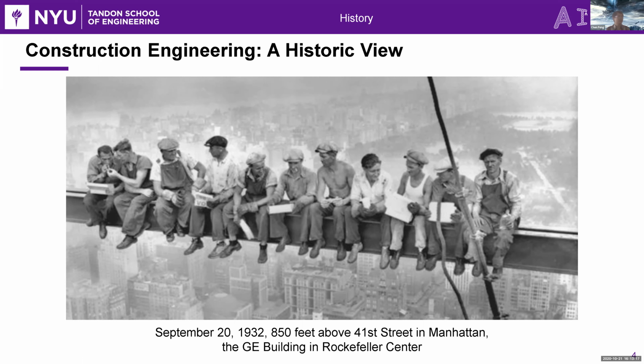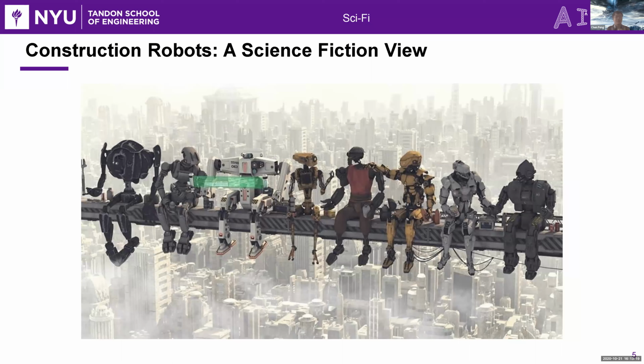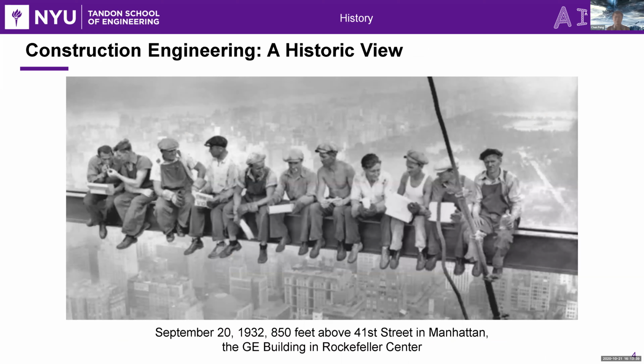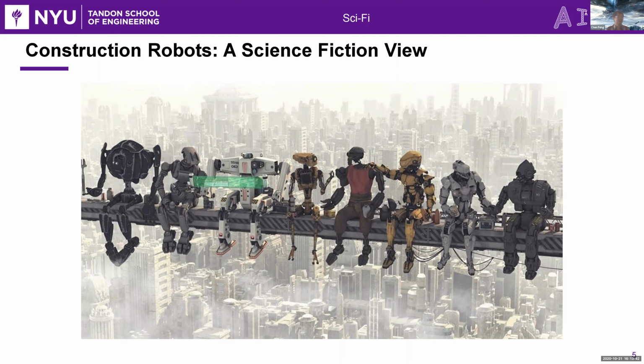So this is a more science fiction perspective. I myself am a big science fiction fan. So one day I saw this photo on the internet and it immediately captured my attention because of the obvious connection with the famous construction photo we just saw, right? What it's depicting here is a bunch of robots. We don't know where it is. Maybe it's extraterrestrial. Maybe it's on Mars. I don't know. 200 years later.